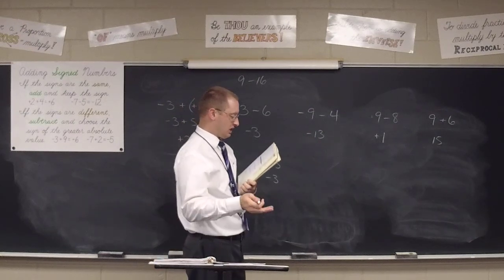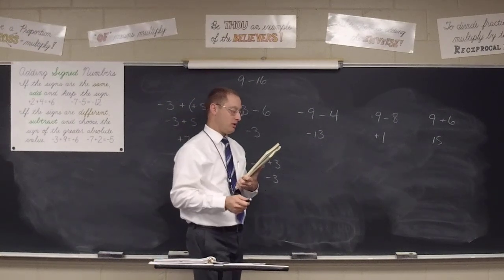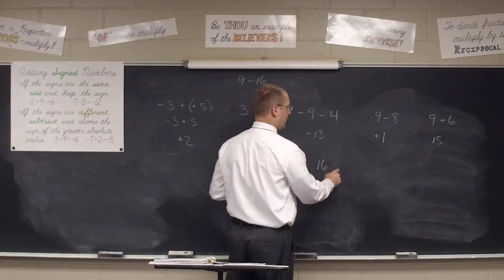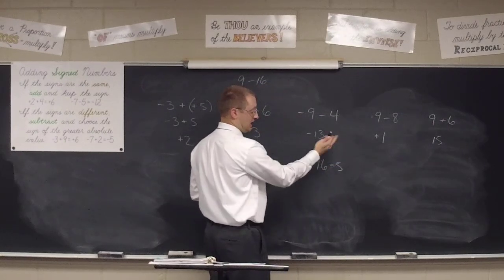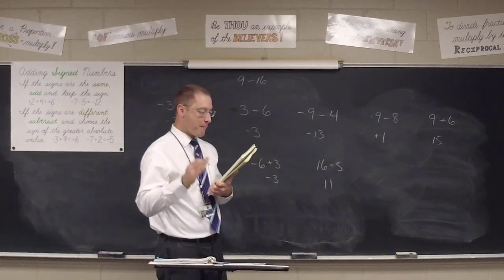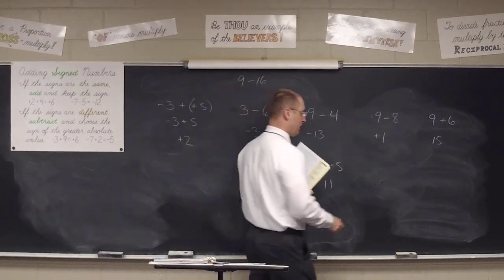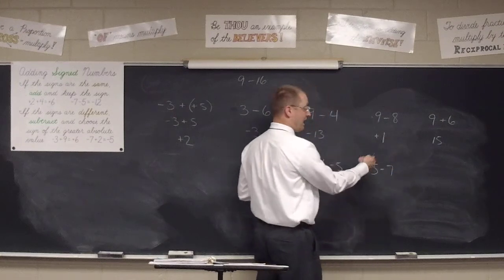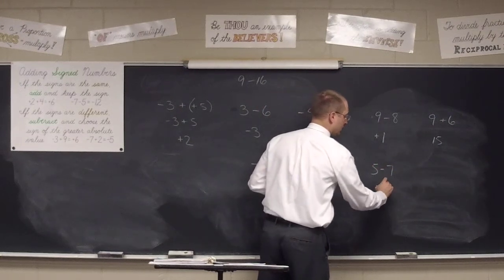Number 15, instead of 16 minus +5, 16 plus -5. 16 plus -5, or 16 -5 gives +11. On the next one, 5 minus positive 7 becomes 5 plus negative 7, or 5 negative 7 gives negative 2.